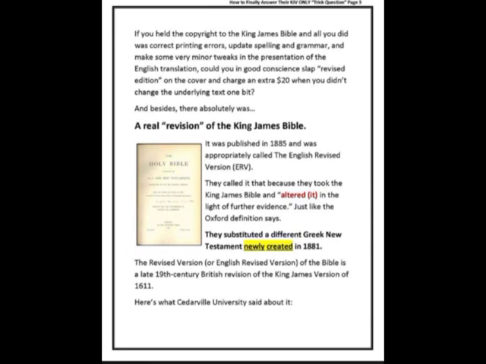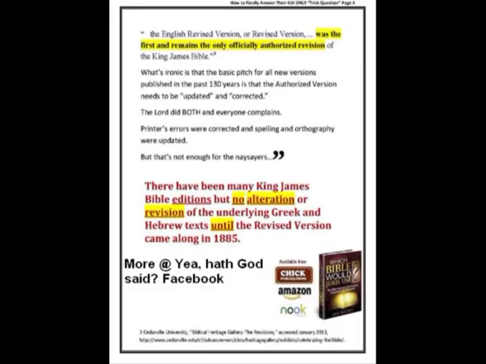The Revised Version, that is, or English Revised Version, of the Bible is the late 19th century British revision of the King James Version of 1611. Here's what Cedarville University said about it. The English Revised Version, or Revised Version, was the first and remains the only officially authorized revision of the King James Bible. What's ironic is that the basic pitch for all new versions published in the past 130 years is that the authorized version needs to be updated and corrected.